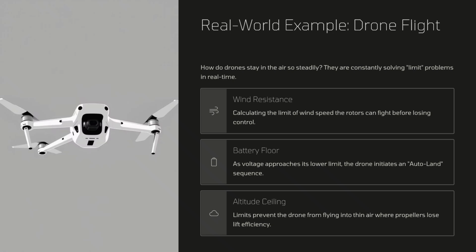So let's continue. Drones are a perfect example of how limits work in real time. A drone does not simply fly randomly, it continuously calculates different limits to stay stable and safe.